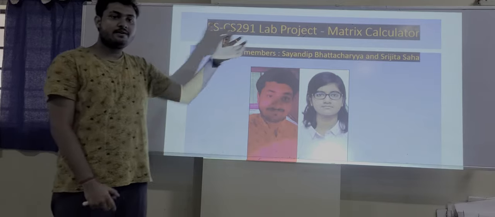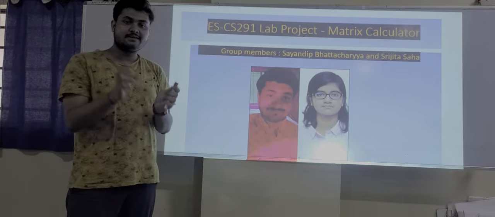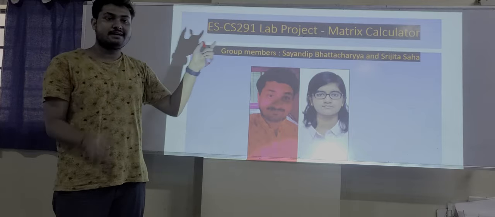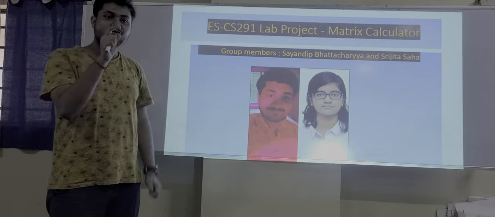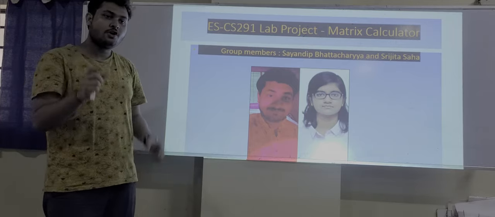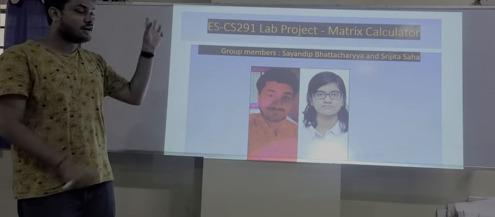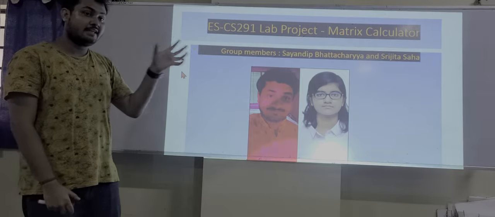Matrix calculator. We have heard of arrays in our recent classes. So what is actually a matrix? A matrix has two dimensions, rows and columns. And we can consider an array also a matrix because it has rows and columns. So if we print it, an array can be printed as a matrix. And that we have done.